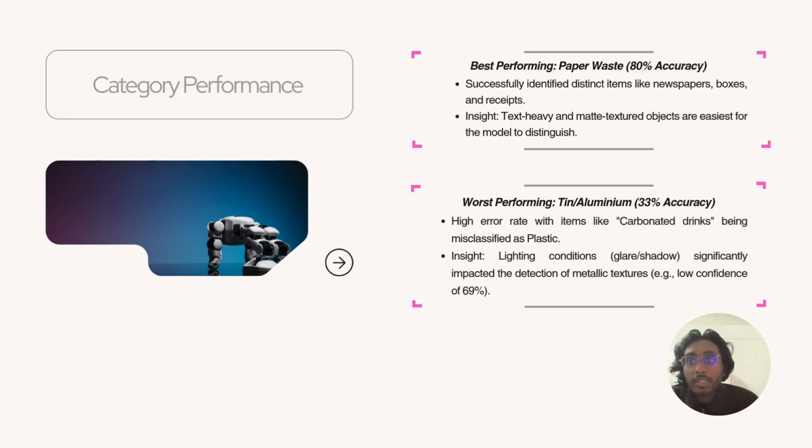The best performing category was paper waste, which got 80% accuracy. It successfully identified distinct items like newspapers, boxes, and receipts. The insight is that text-heavy and matte-textured objects are easiest for the model to distinguish. The worst performing category was tin or aluminium with 33% accuracy. High error rate with items like carbonated drinks misclassified as plastic. The insight was that lighting conditions significantly impacted the detection of metallic texture.